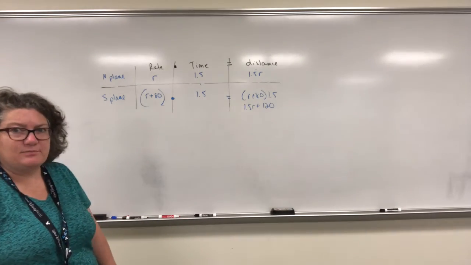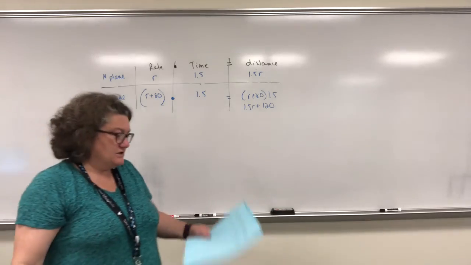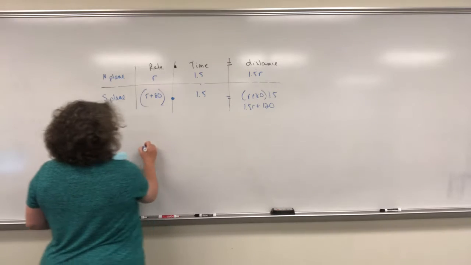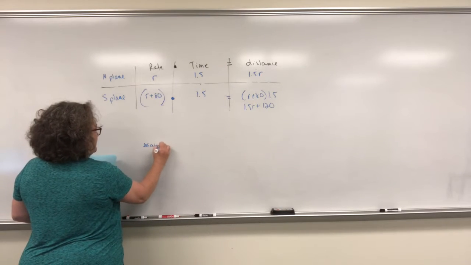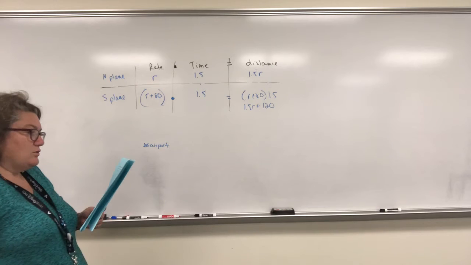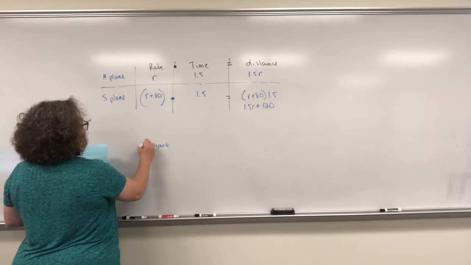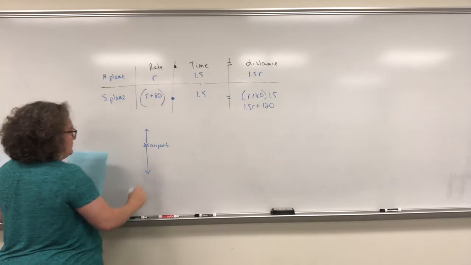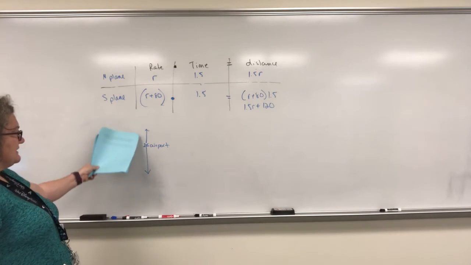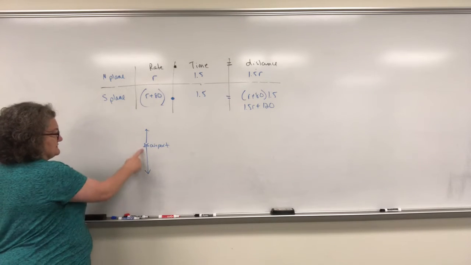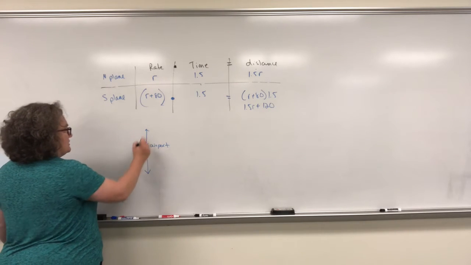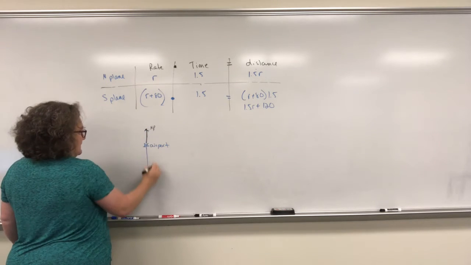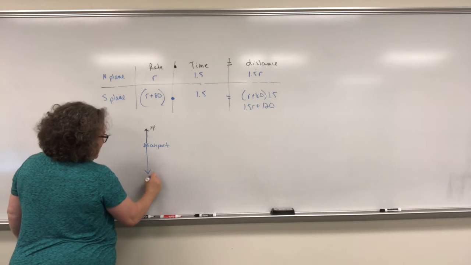Now we got to figure out the picture so that we can figure out our equation. It says two planes leave the same airport. All right, here's our airport. And one travels north, and one travels south. So there's our north plane, that one up there, and this is our south plane. Maybe we'll do different colors just to make it a little more interesting.